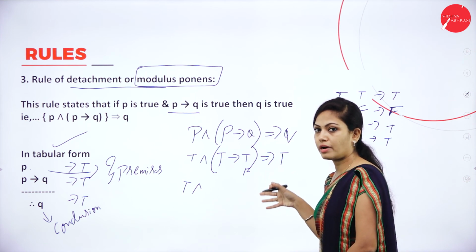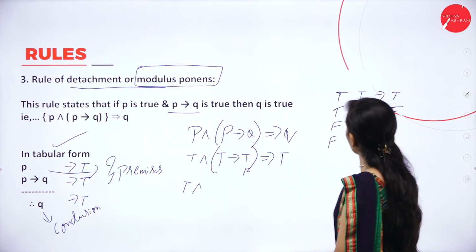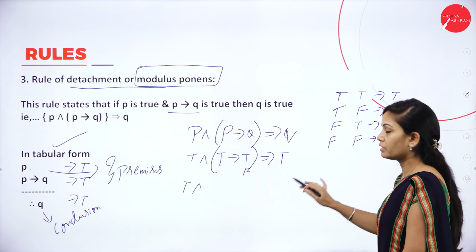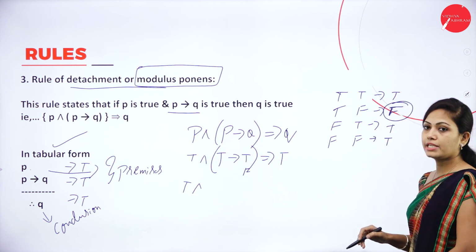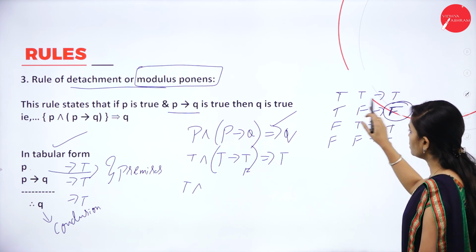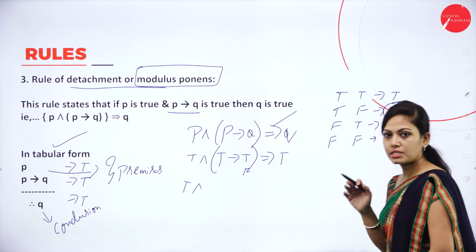So, it's not valid. If you get a false condition, it's not a valid statement. So, if your P is true, then Q must be true. Otherwise, you will get a false condition in implication. Clear? In implication, true implies false is the only case where we get false. Otherwise, all the statements are true.